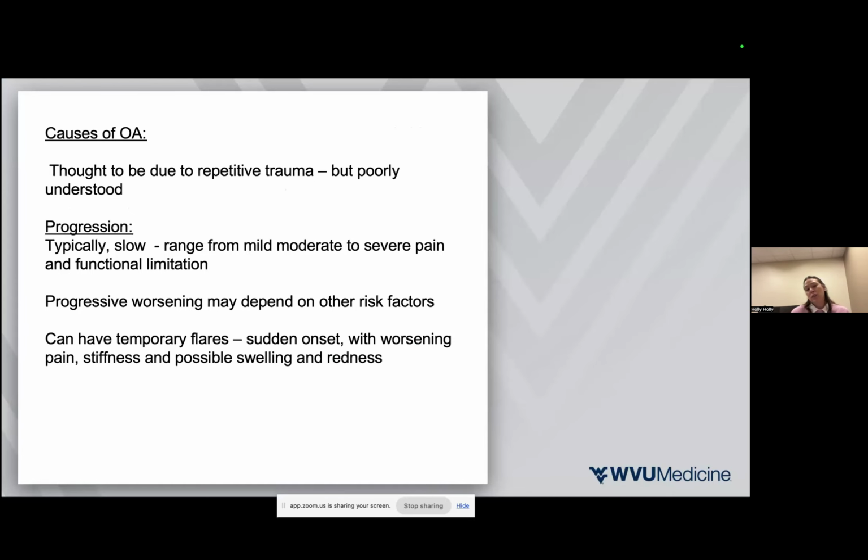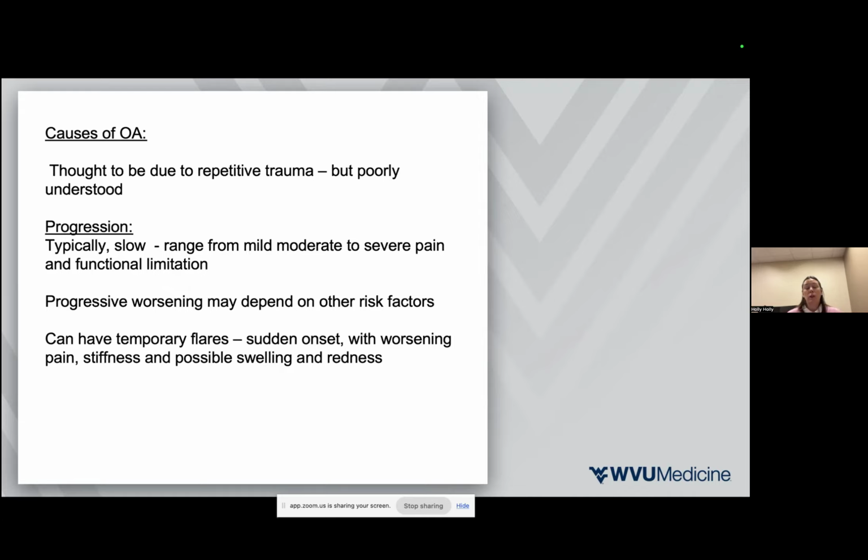We're not really sure or don't understand the exact cause of osteoarthritis, but typically we think it's from repetitive trauma and then breakdown of that joint space and the cartilage in between. So because of that, we don't really have good treatments to modify the disease or prevent it. Most of our treatments are going to be just symptomatic treatment, and we'll go through that in a bit. Progression, like I mentioned earlier, is typically slow.